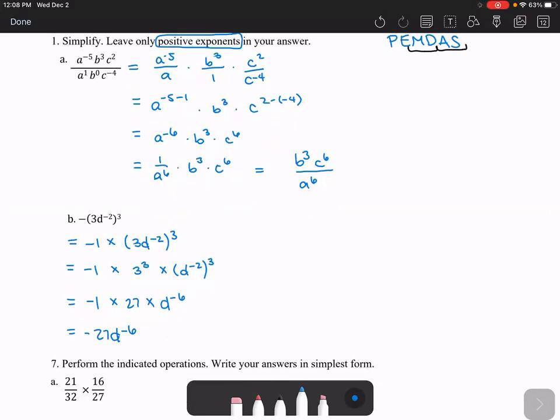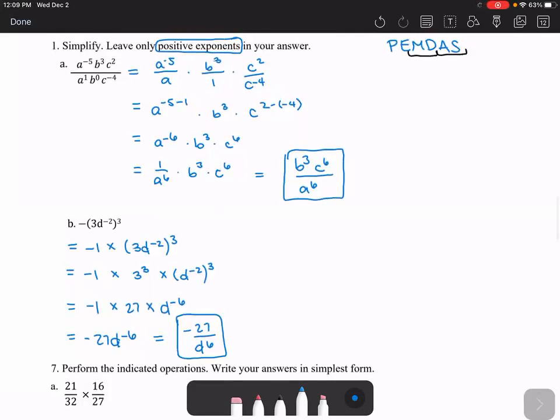However, just like part A, we need to only leave positive exponents in our answer. And so we're going to write this as -27 over d to the 6th, moving it to the denominator to get that exponent to be positive. Okay, so this is, just kind of a review of some exponent rules of how you simplify different things. So are there any questions over how to simplify things using exponent rules?